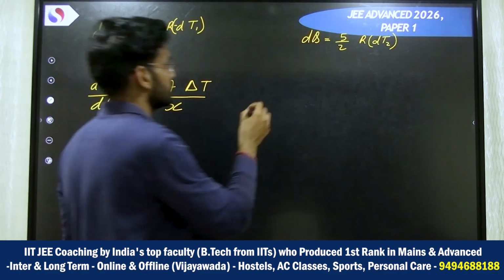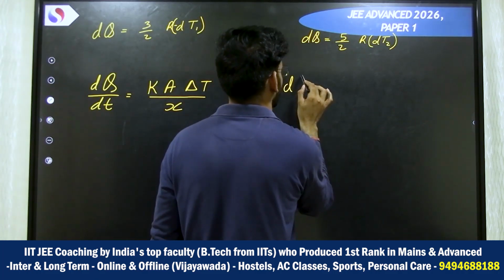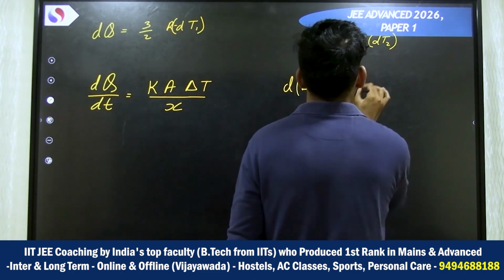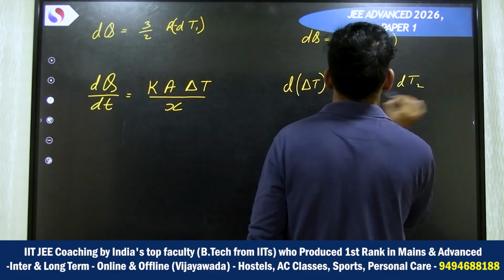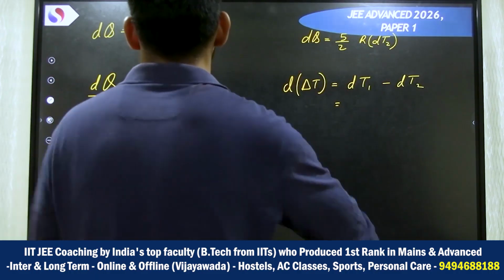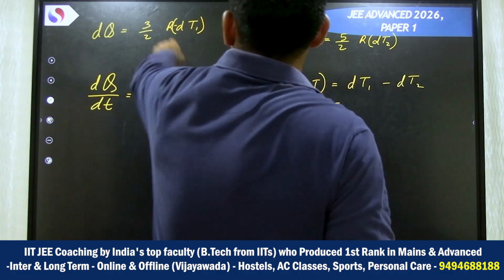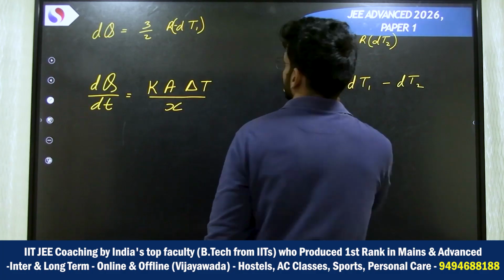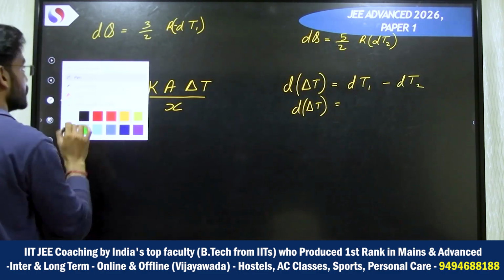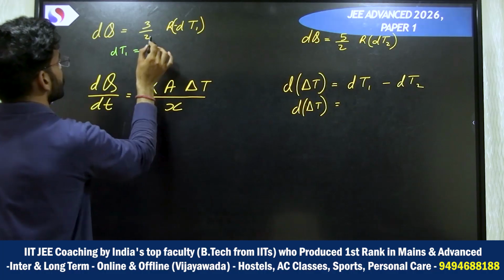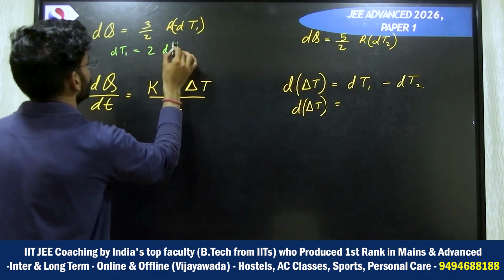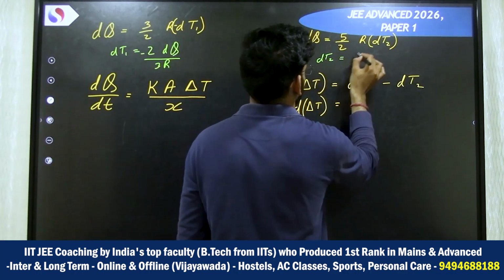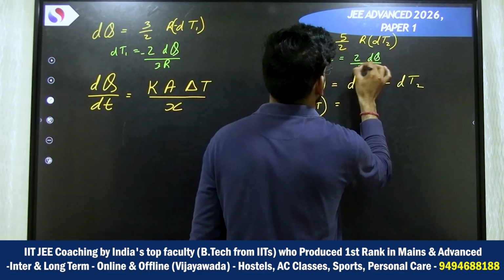So what you do is that you get the value of d of your delta T, right? So that will be your dt1 minus dt2. Okay. So here this negative will come, right? So if you put the d delta T, dt1 value here, let me solve from here. So dt1 will be how much? Minus 2 dq by 3r, okay, and dt2 will be how much? 2 dq divided by 5r, right?